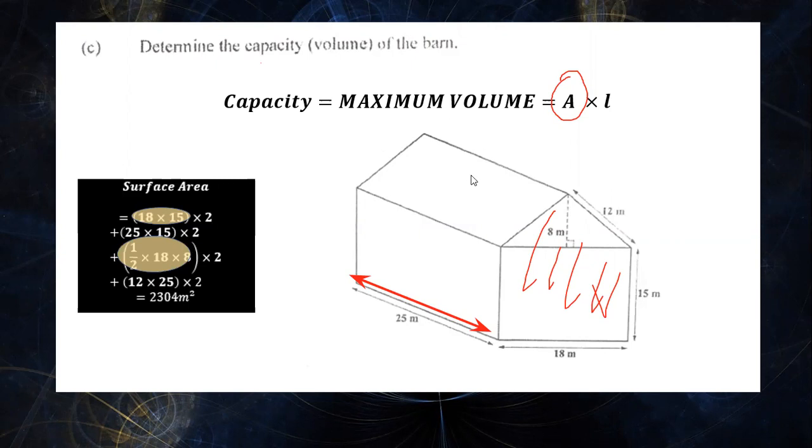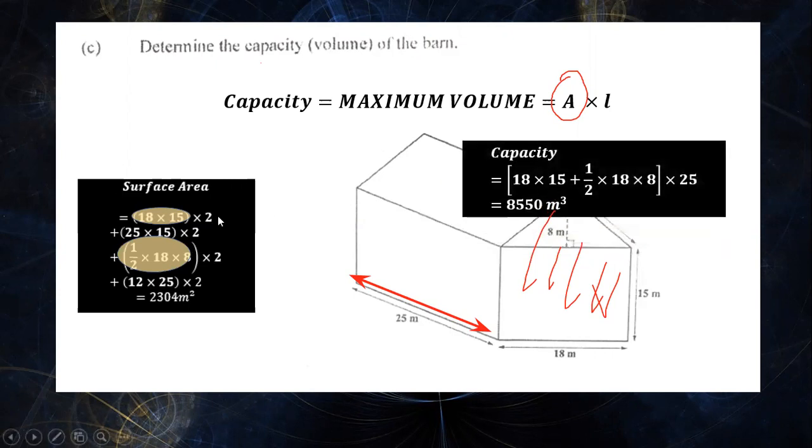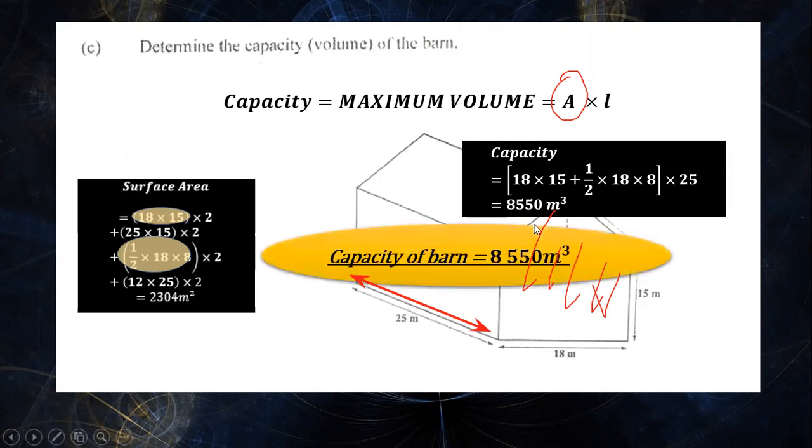Awesome. So now that's going to be the area we're going to use. Take that area, which is 18 by 5 plus a half 18 by 8, and multiply by 25, which is going to be 8,550 cubic meters, or meters cubed. Any questions there?